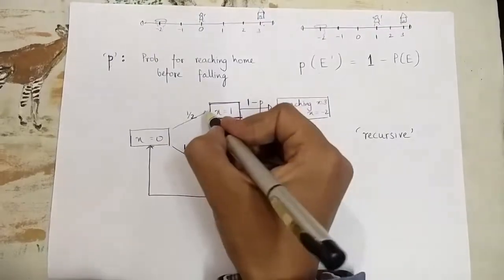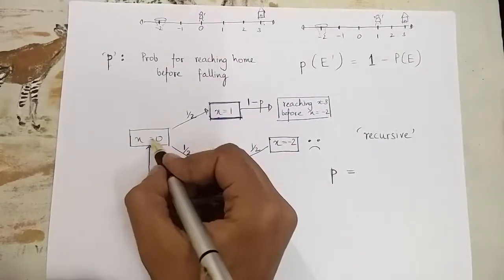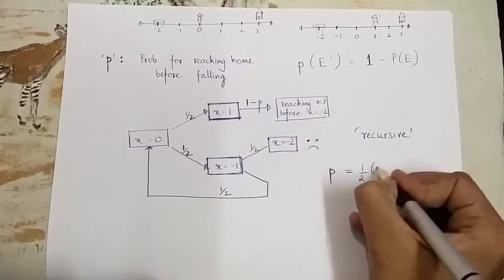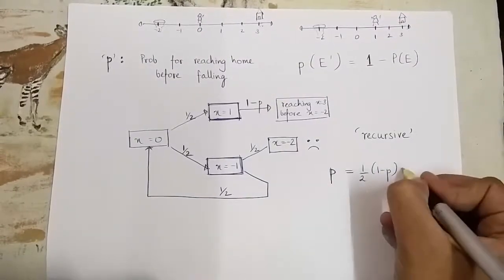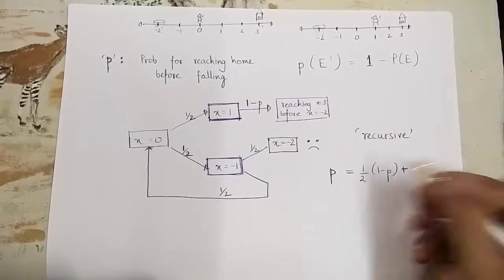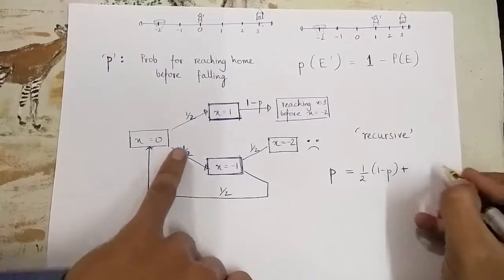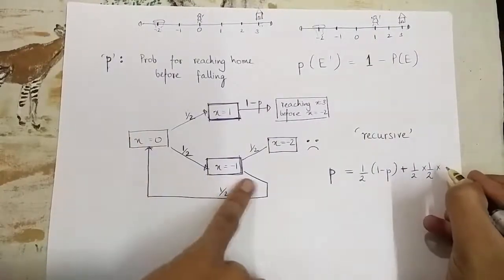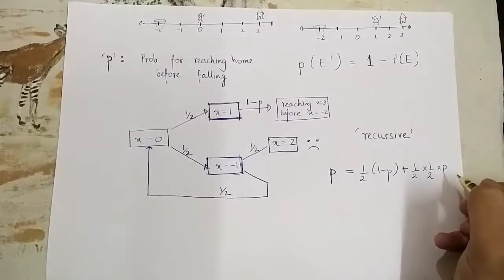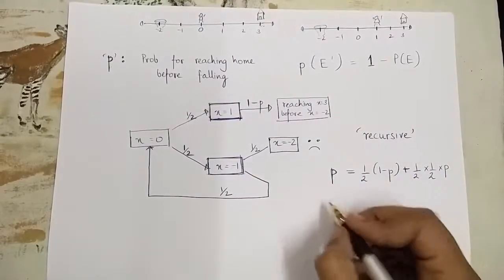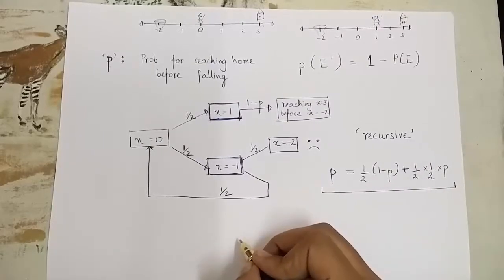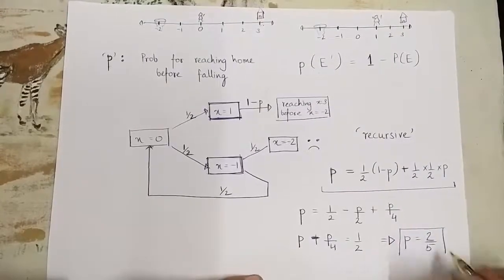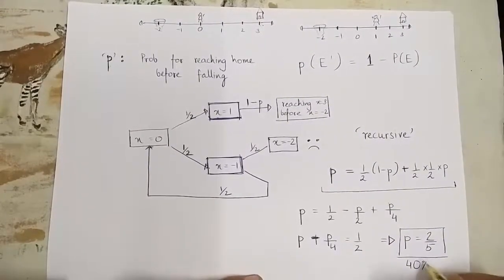Now, according to the probability tree, the probability p is equal to half into 1 minus p, or, and 'or' always means plus in probability, he could go this way, half into p again. Solving this recursive equation in p, we can find the value of p. Thus, there are 2 by 5 or 40% chances that he'll reach home before falling.